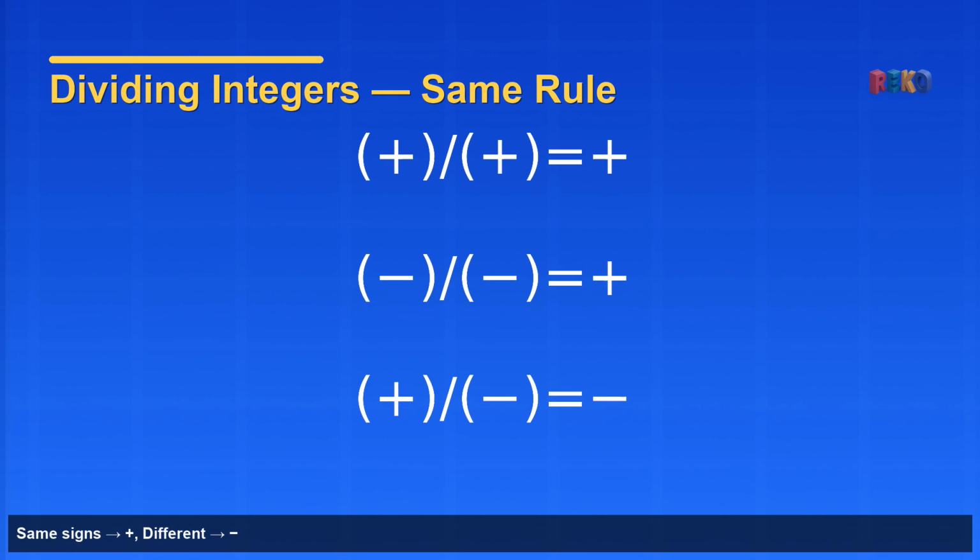Division follows exactly the same sign rule as multiplication. If both numbers share the same sign, the result is positive. If the signs differ, the result is negative. For example, 12 divided by -4 gives -3, while -12 divided by -4 gives +3.